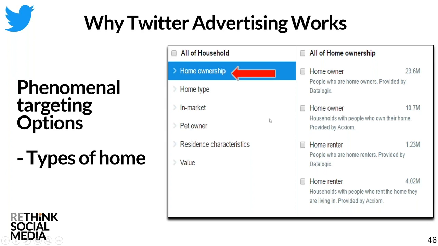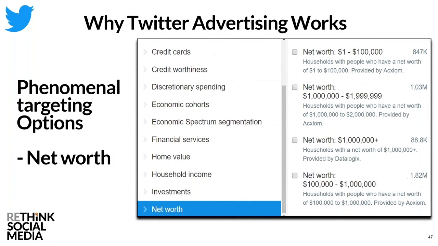Now, you can target people based on the types of homes that they own. Here, 23 million homeowners, or whether they're a renter. You can target people based on their types of pets that they have, the types of credit cards that they own, when they last got a credit card in the post, the value of their home, their net worth, how much discretionary spare spending do they have. Look at this, net worth between 100,000 and a million, 1.8 million. Net worth of over a million, 88,000. That's just in the US alone with this screenshot.